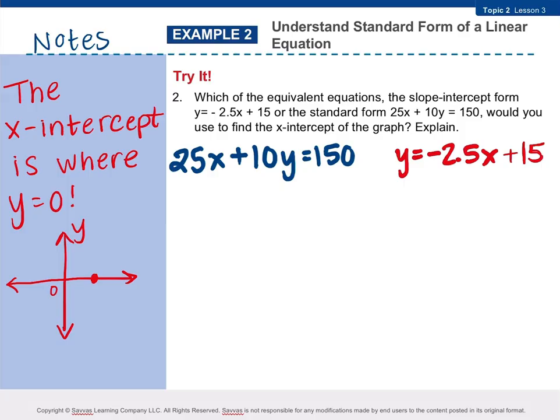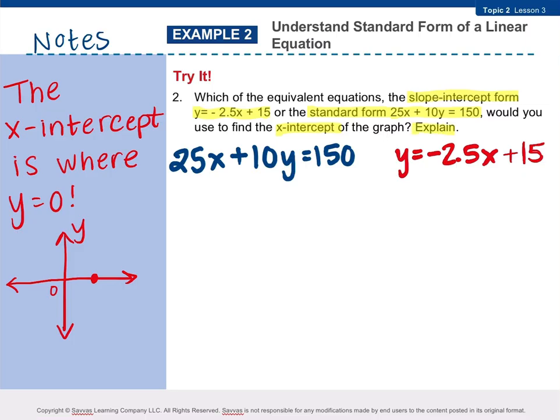It shows 2 equivalent equations. So these 2 equations are the same. They're just organized differently, right? If I solved the equation on the left, I would get the equation on the right. So it says I have my slope-intercept form, which is y equals mx plus b, and my standard form. Which one would I use to find the x-intercept? Explain. Which one would I rather use?